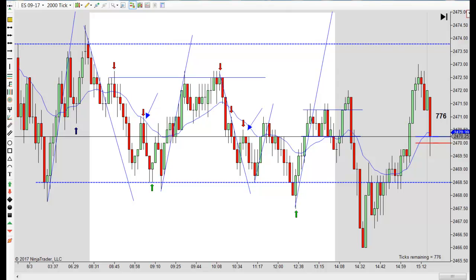bush. On a range day, just remember the way you trade this is you have to go short off the highs and long off the lows. So that's really the only way to enter. And where it gets kind of dicey is in the middle. You've got to be really careful.